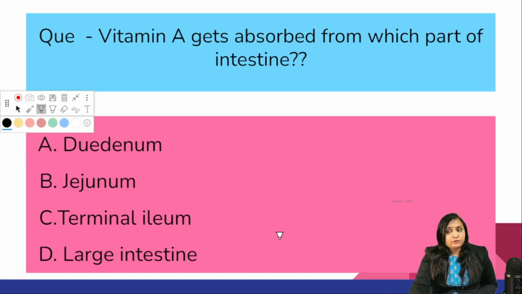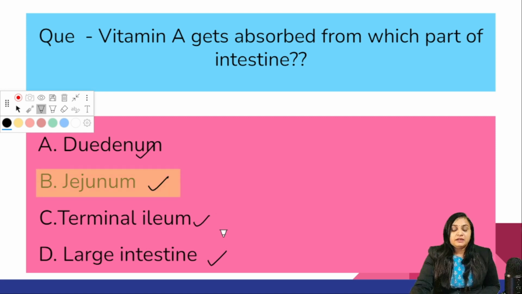Vitamin A gets absorbed from which part of the intestine? Your options are A. Duodenum, B. Jejunum, C. Terminal ileum, or D. Large intestine. The correct answer is jejunum.